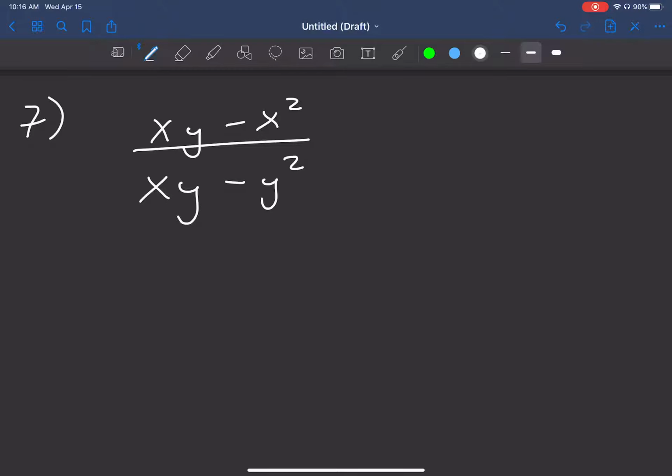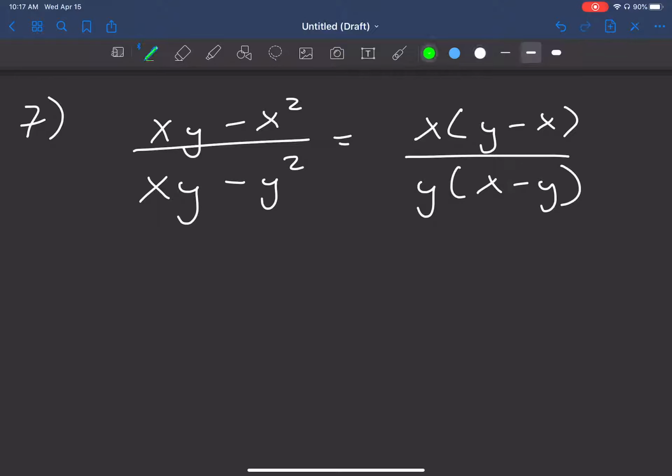Okay, good. So let's see what we have here. Just remembering how I did this, what the easiest way to do this is. So let's factor out what we can. On the top, we can take out an x, so you'll have y minus x. And on the bottom, you can take out a y, so you have y times x minus y, right? And if we don't see that immediately, just distribute this x here, this y there, this y there, right?